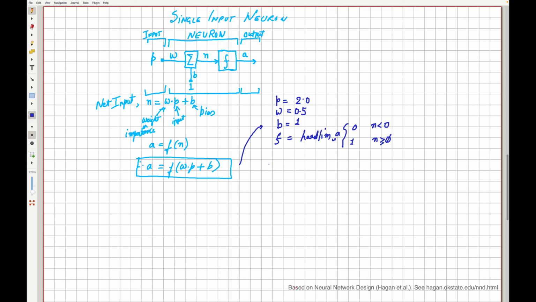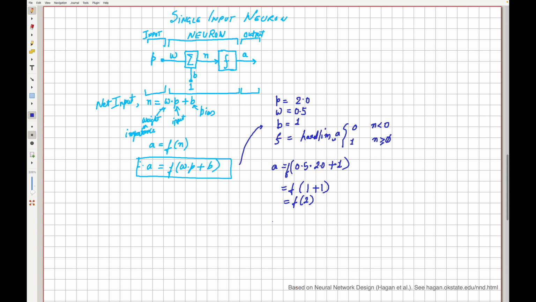Now in our case, we are going to calculate a, which is equal to f of 0.5 times p, which is 2.0, plus b, which is 1. So this is going to be equal to 2 times 5 is 10, and with that one decimal this becomes 1, and 1 plus 1 is 2, and so what we are looking for is f of 2.